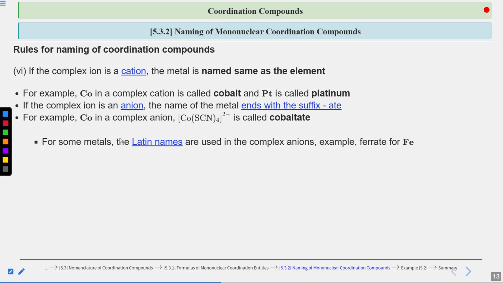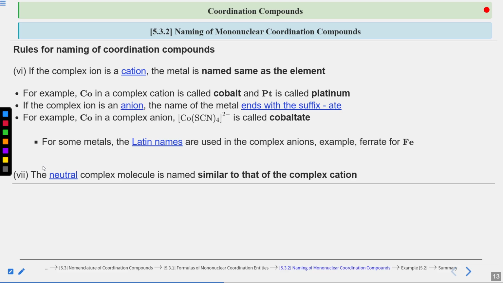Now, for some metals, the Latin names are used in the complex anions. For example, ferrate for iron. We call it iron, but while naming it, we use the Latin name for iron, that is ferrate, to name this metal.